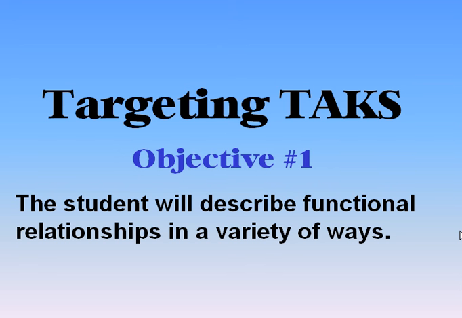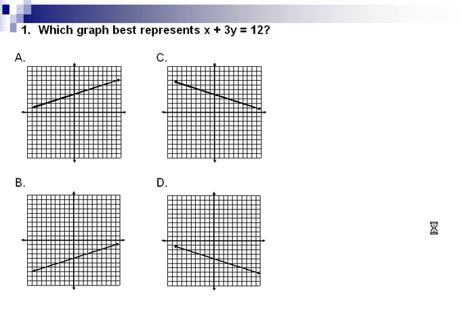Targeting TEKS, objective number 1. The student will describe functional relationships in a variety of ways. In problem number 1, the question asks which graph best represents x plus 3y equals 12.